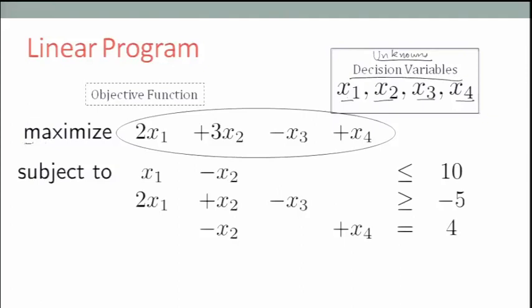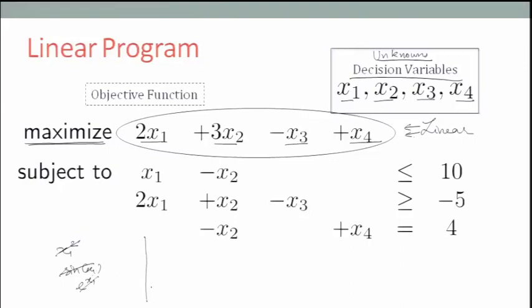The goal is also to maximize this objective function, 2x1 plus 3x2 minus x3 plus x4. And because it's a linear program, the objective is a linear function. Okay? So what does a linear function mean? Informally, a linear function cannot involve terms like x1 squared or sine x1 or e to the x1. So you cannot have these kinds of things.